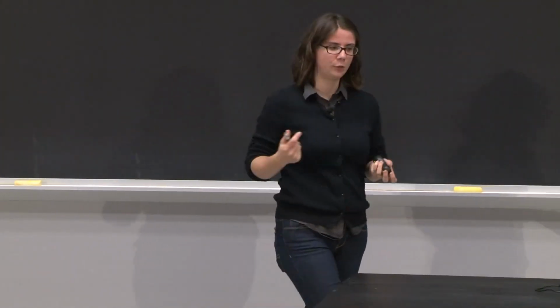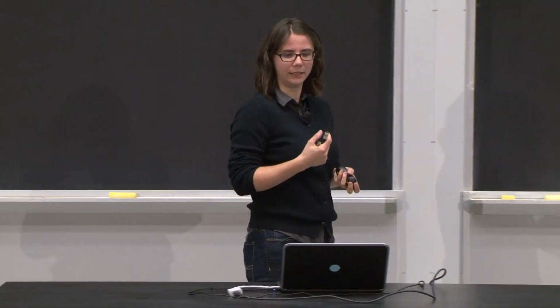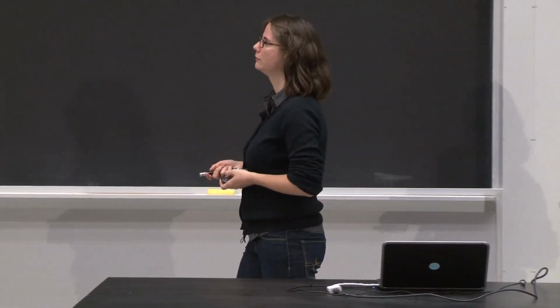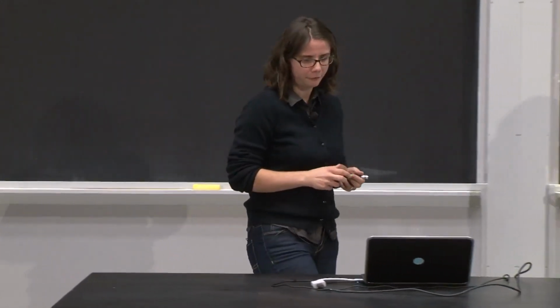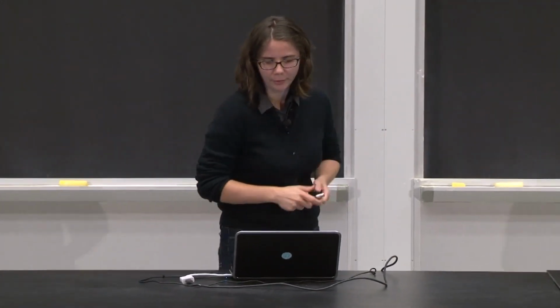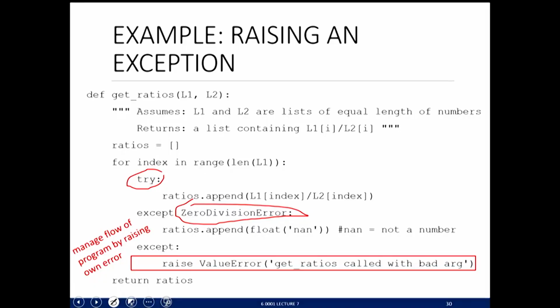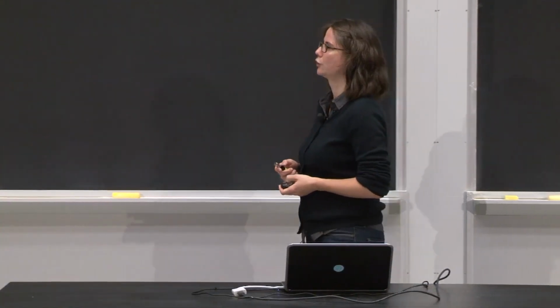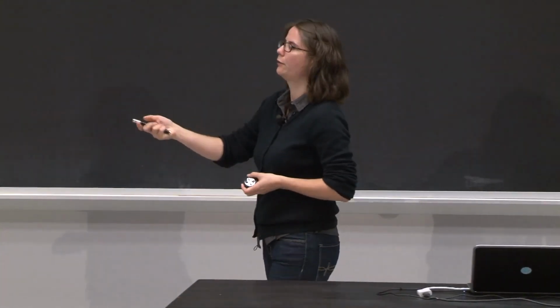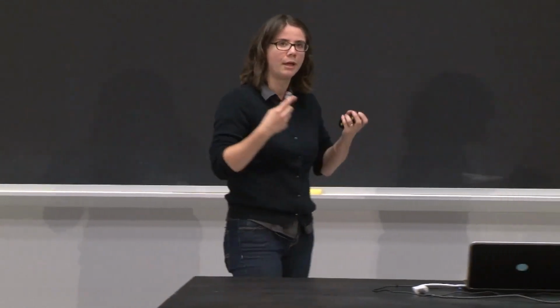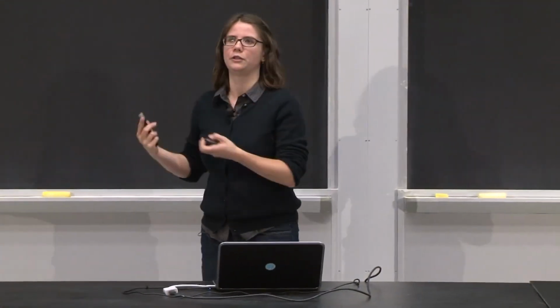Okay? So then I can continue populating the list with these not a numbers if an element in L2 is 0. And otherwise, if there's no zero division error, but there's another kind of error, then I'm going to raise my own error and say, for any other kind of error, just raise a value error, which says getRatios was called with a bad argument. Okay? So here I'm sort of consolidating all errors into my one value error. So later on in my program, I can catch this value error and do something with it.